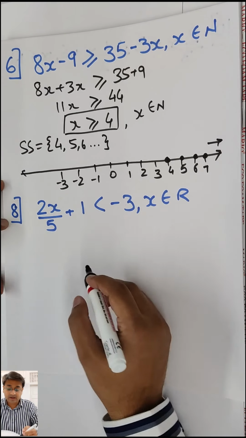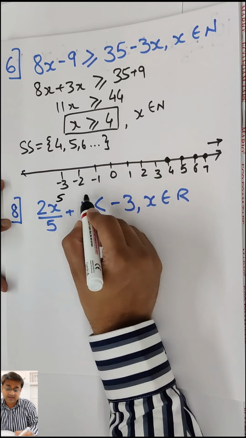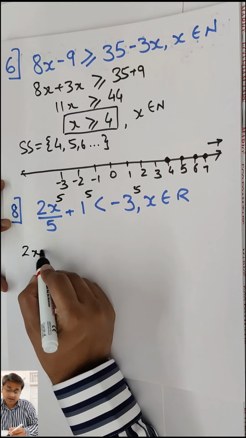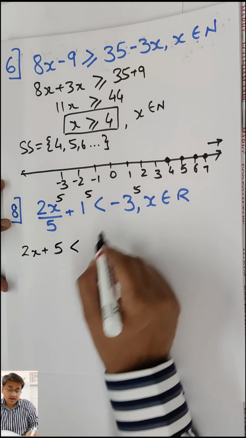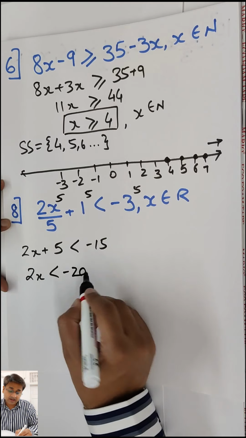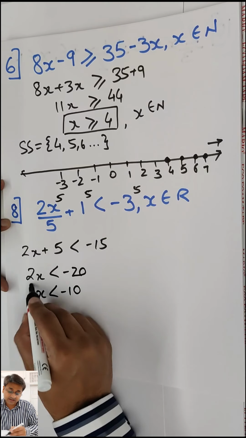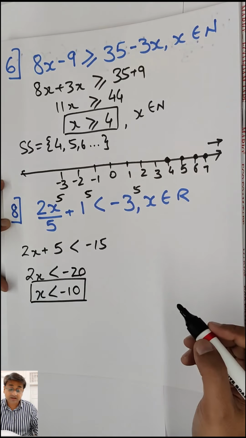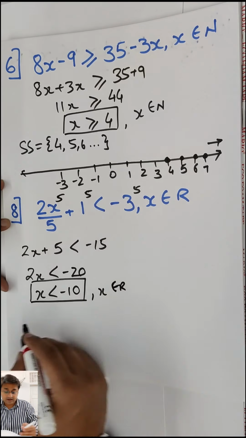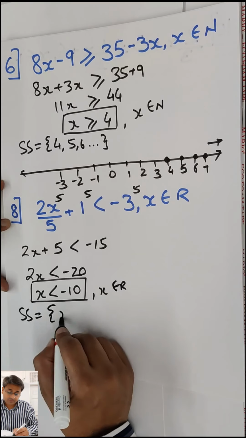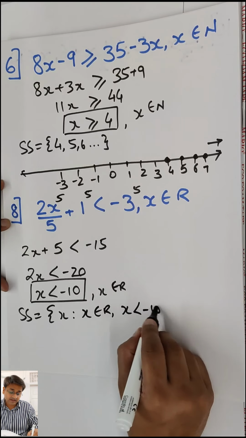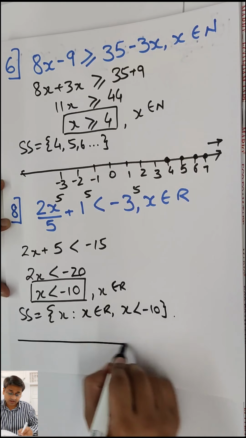Eighth one, come on, all the best. So taking the LCM as 5, multiplying each number by 5. So this will become 2x plus 5 and minus 15. So 2x minus 20. So x minus 10. Now x is smaller than minus 10 and x belongs to real. Okay. So how will I write my solution set? x where x belongs to R and x is less than minus 10.